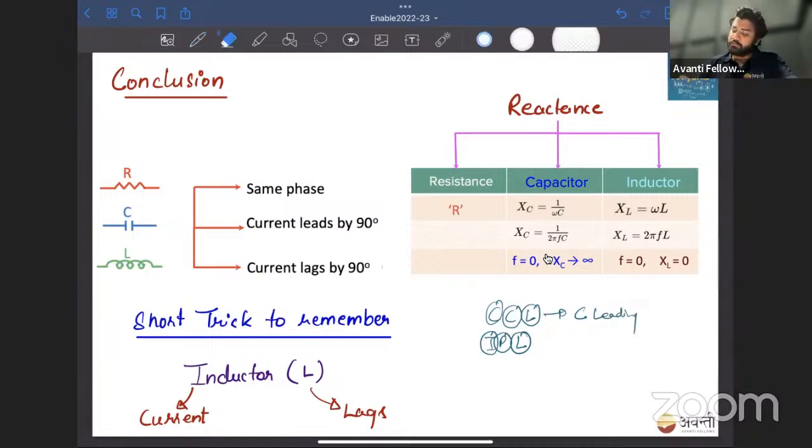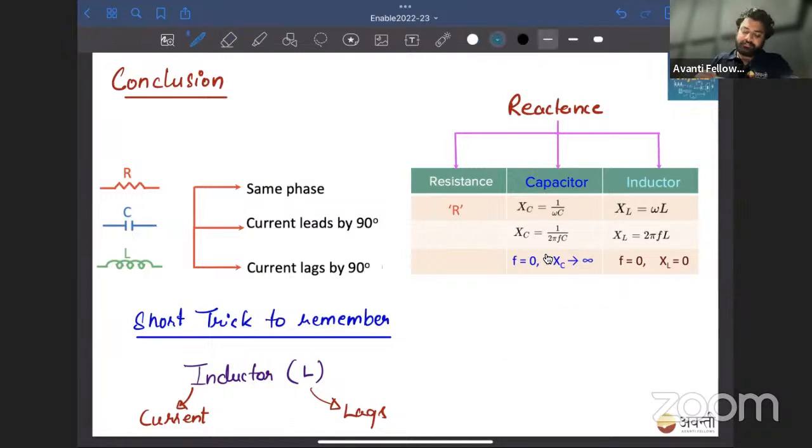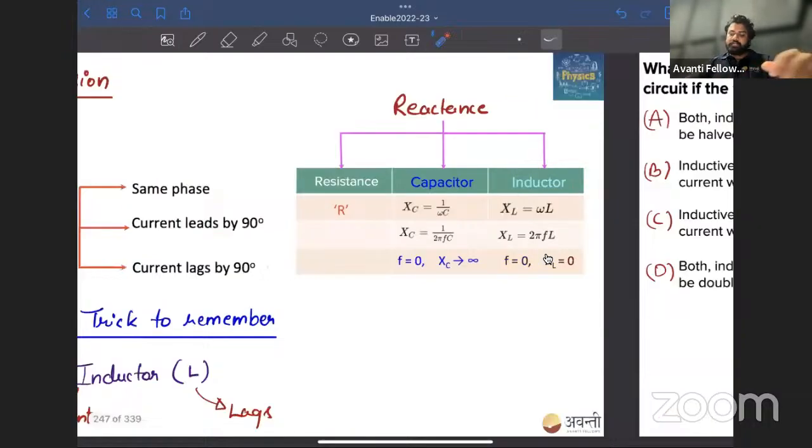Anyways, I'll not tell you multiple tricks. Look here. Remember this trick only. Inductor, L, remember. In inductor, I stands for current, L stands for lag. Means in an inductor, current lags. So in a capacitor, current will lead. Simple. Chalo, let's do a question.